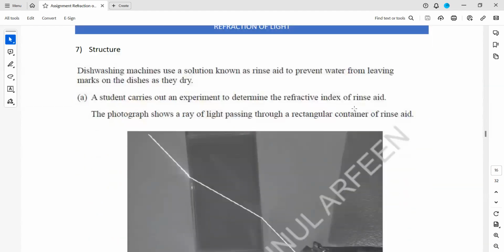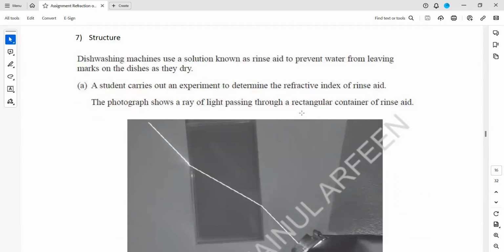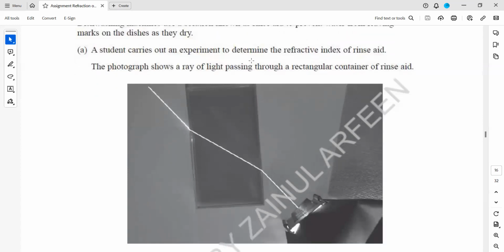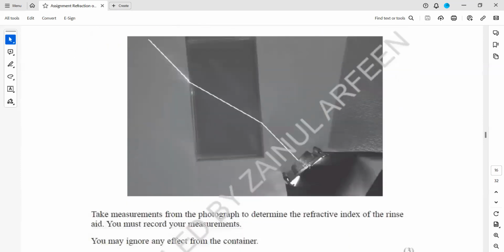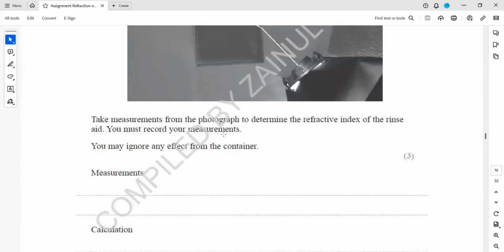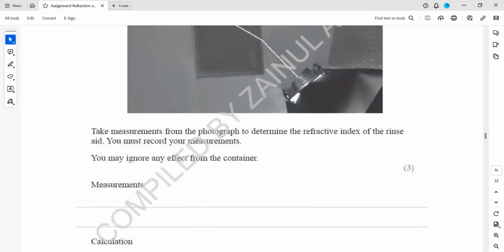In this question, we have a dishwashing machine using a solution known as a rinse aid to prevent the water from leaving the mark on the dish as they dry. A student carries out an experiment to determine the refractive index of a rinse aid. The photograph shows a ray of light passing through a rectangular container of a rinse aid, as you can see here. Take a measurement from the photograph to determine the refractive index. You must record your measurement. You may ignore any effect from the container.